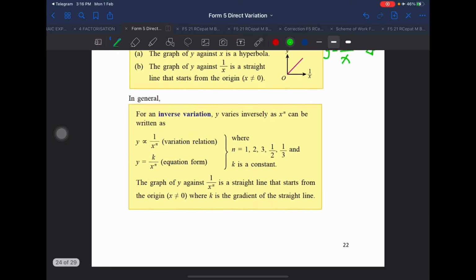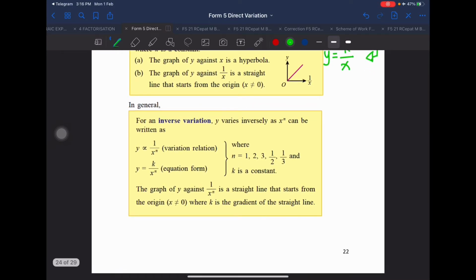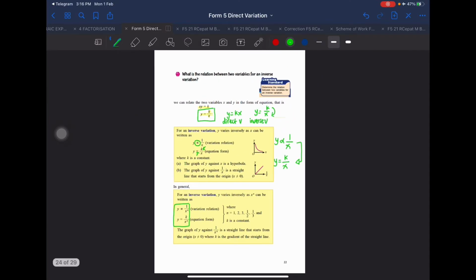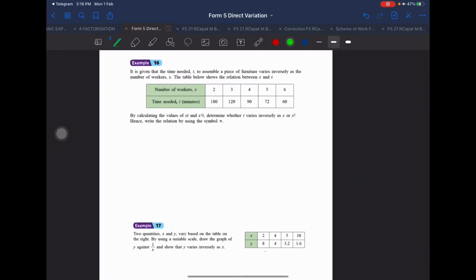So in general we can say that for an inverse variation, y varies inversely as x to the power of n can be written as the same thing as the previous one, where n can be 1, 2, 3, half, 1/3 and such, where k is a constant. You need to know that. So we look at the first example.